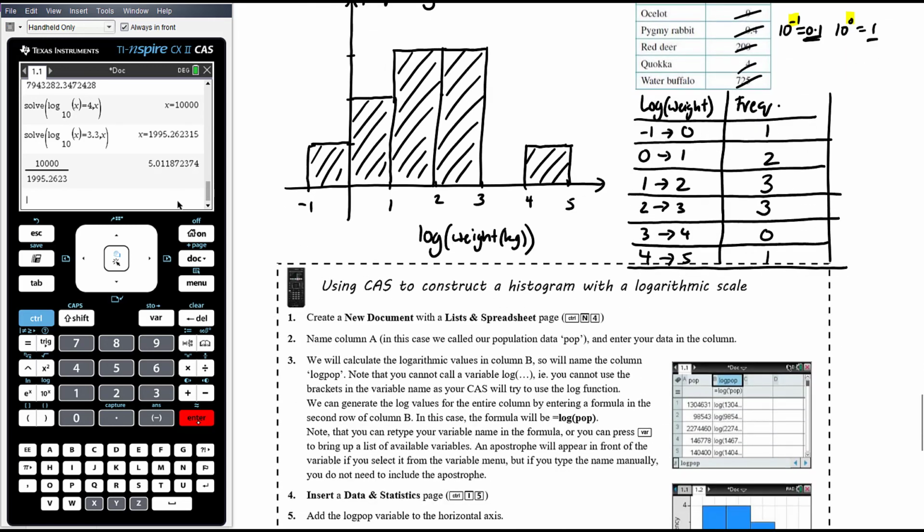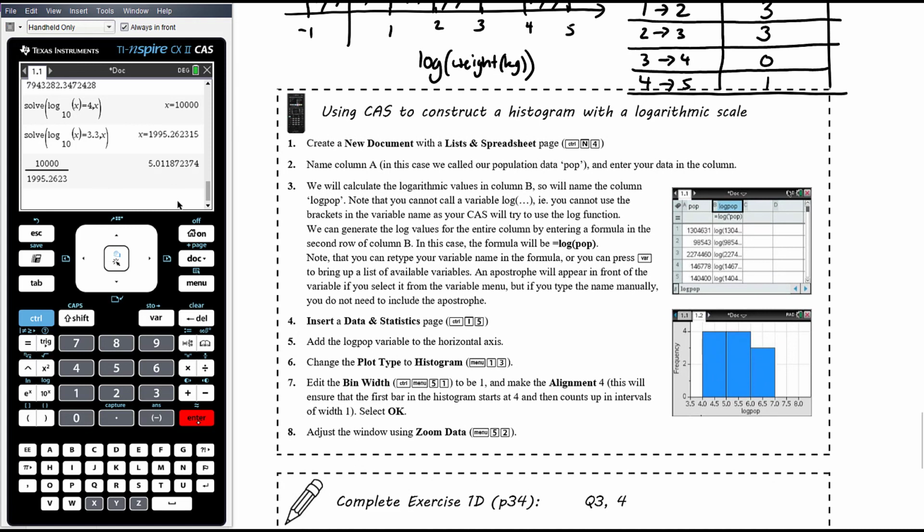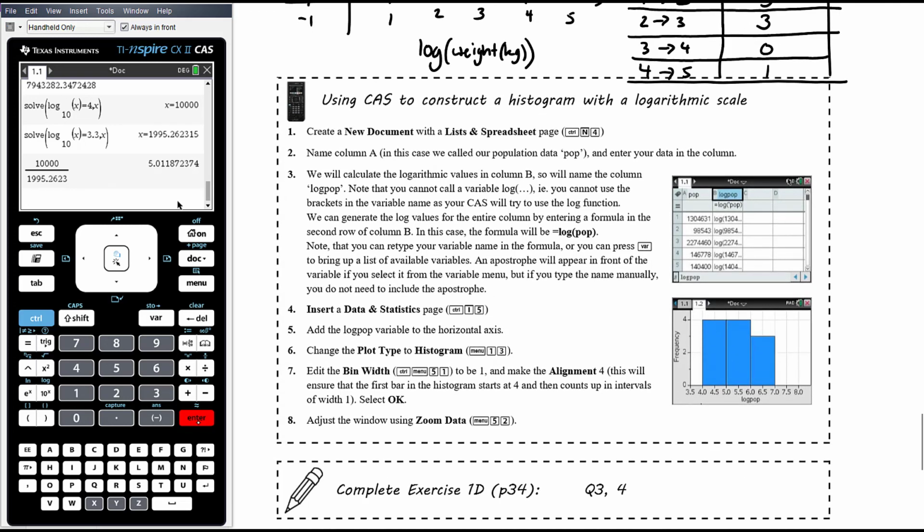There are some instructions here about how you can use your CAS to create the histogram with a log scale. I'm going to talk a bit more about this and how to transform the data later on. I think for now you should be doing these by hand. It's just as efficient really. As I said, I'll talk more about this down the track when we look at data transformation. So the work today is from exercise 1D.